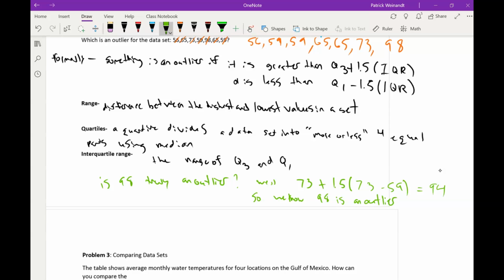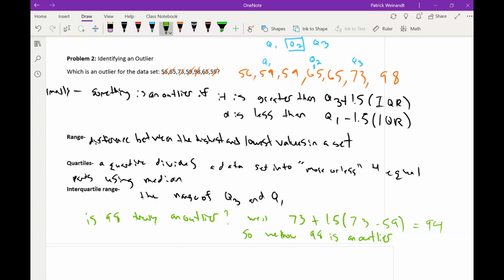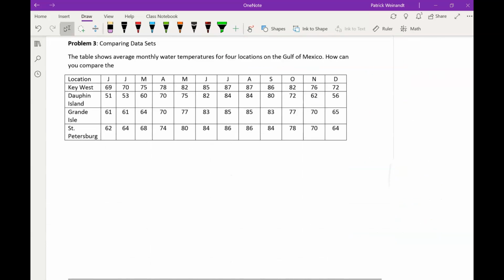Okay, that's how you formally find if something's an outlier. We're no longer just going to eyeball it. You can verify that. And it might not be as much of an outlier as you originally thought. It's only a 4 above that outlier. Okay. We're going to move on.